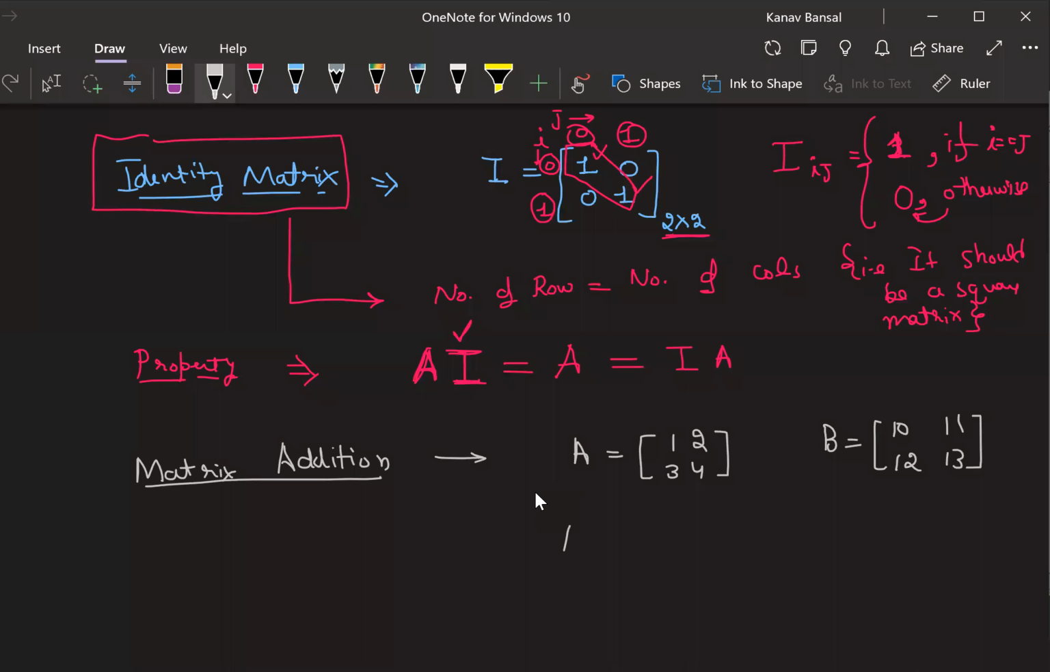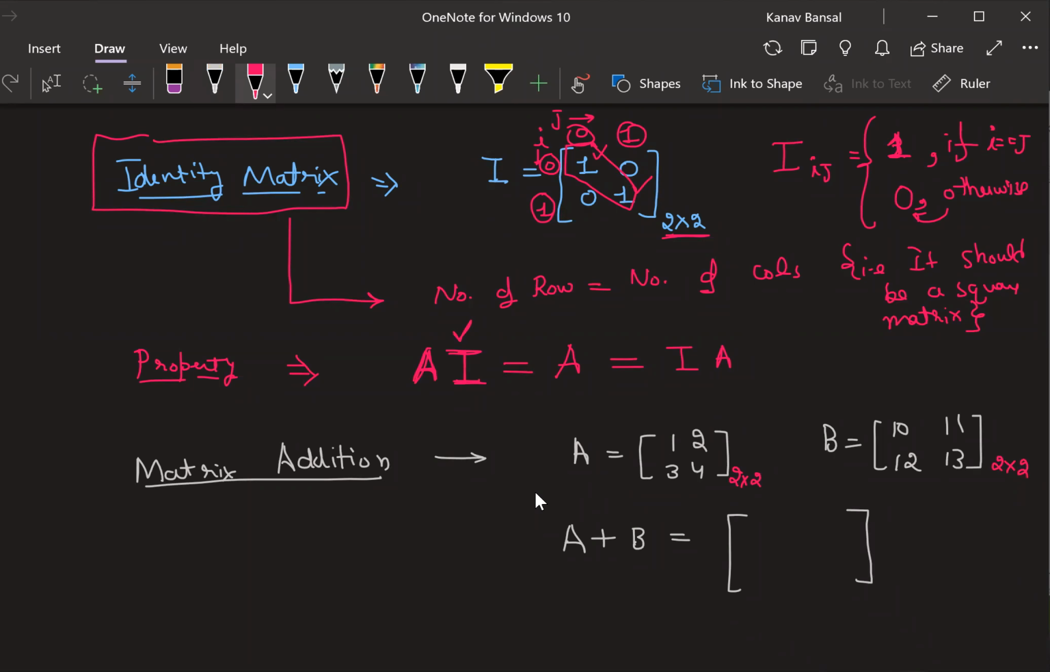So what will be the output if I want to do A plus B? Can anyone tell me the output? How should I add these two matrices? First of all, A has 2 cross 2 shape. B again has 2 cross 2 shape.